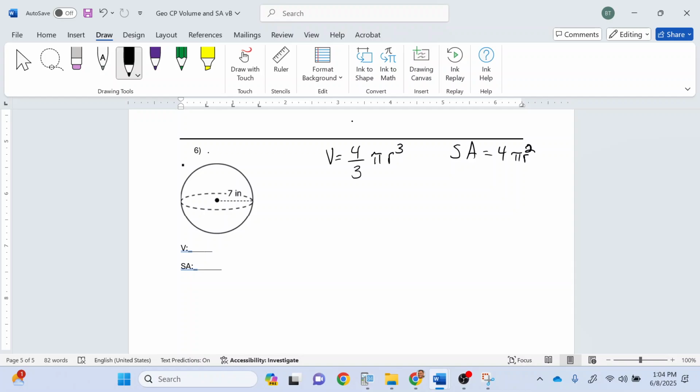So not as bad. This is the one where I think volume is a little bit more annoying than surface area. So this is 4/3 times pi times r, which is 7 cubed. So 7 times 7 times 7, divided by 3 times 4, should be 457.3 repeating pi. And then this one, surface area, is 4 times pi times 7 squared. So not as bad. 4 times 7 times 7 is 196 pi.